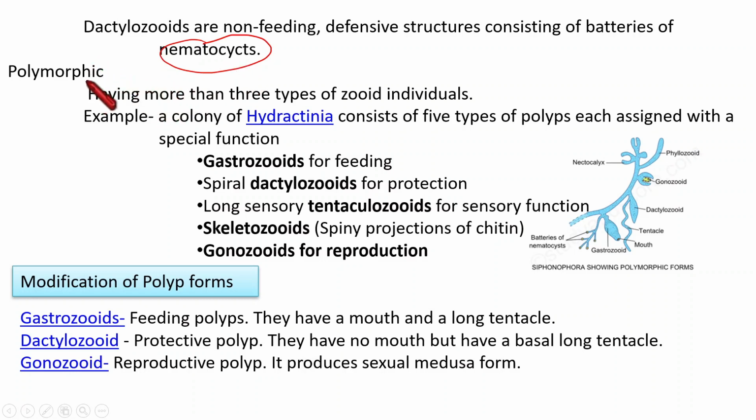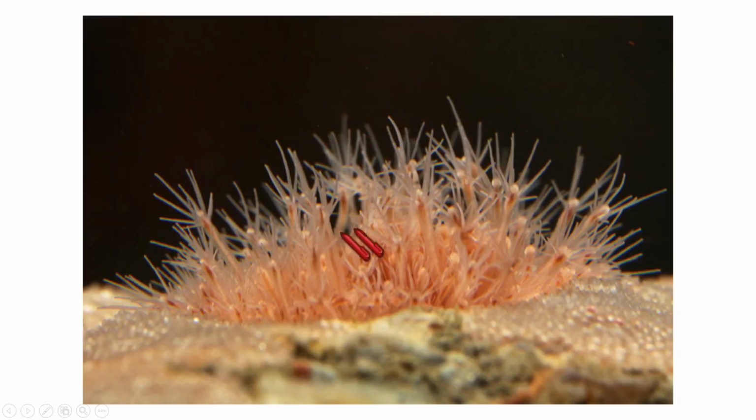Then the next pattern is the polymorphic type of polymorphism. Poly means more than three zooids, more than three morphological forms can be seen in such organisms. Example, Hydractinia. Hydractinia contains five types of polyps, and each type has its own special function. That colony we can see here.